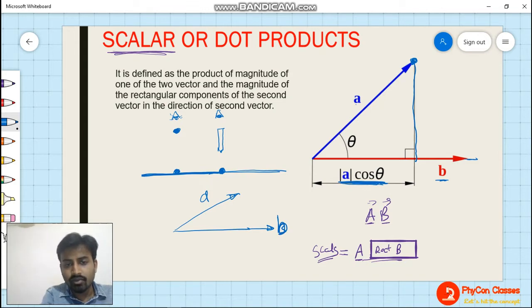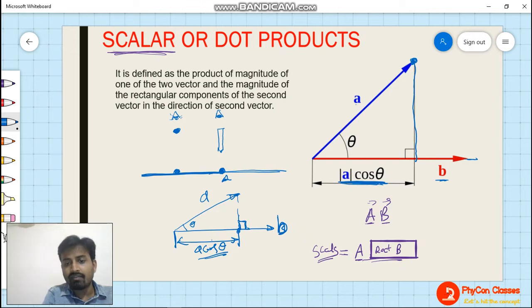So for that you need to look from here. From the top you need to look. Now this point will fall perpendicular to the B vector. This point has to be perpendicular. So now from this point to this point, this distance is going to be the rectangular component of A on B. Understand? Rectangular component of A on B. If this angle is theta, so this base side can be written as A cos theta.